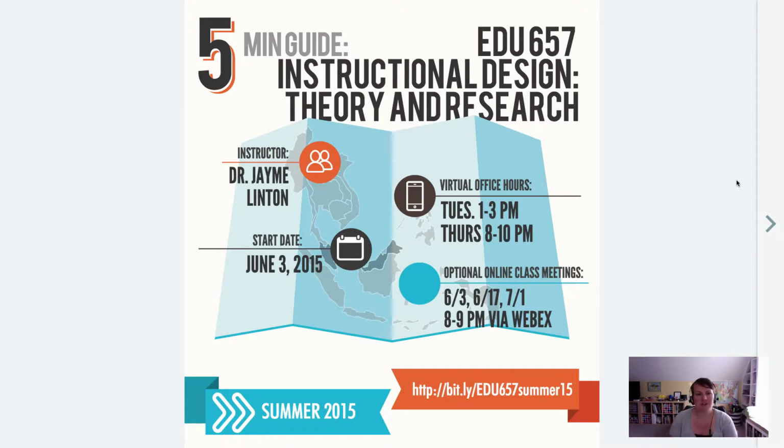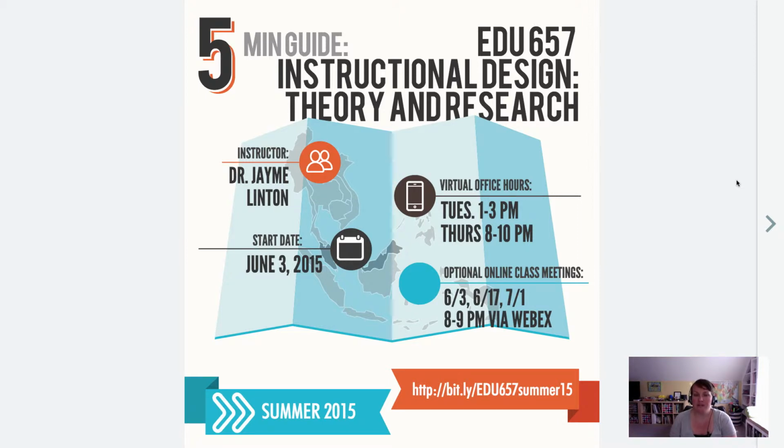First, let's start with some logistics. This is a 5-week course that begins on June 3rd. We will have 3 optional online class meetings. These class meetings will last for approximately 1 hour, and they'll take place on the dates that you see on the screen: June 3rd, June 17th, and July 1st from 8 o'clock to 9 o'clock p.m. Those 3 optional online class meetings will take place via WebEx. You will be receiving an email invitation from WebEx as those dates approach.